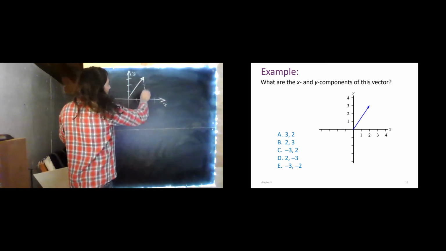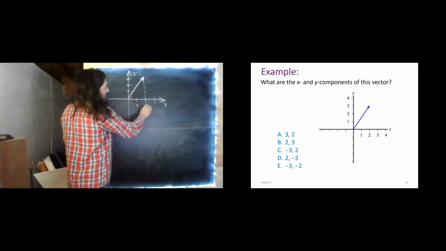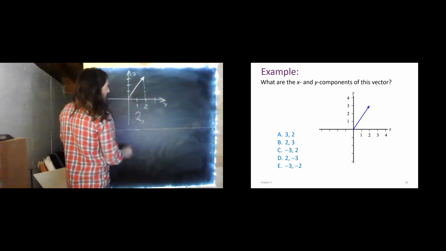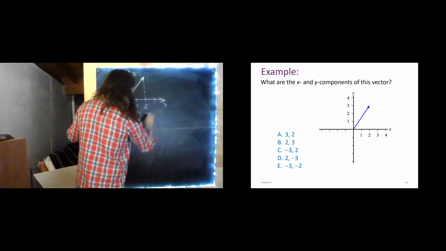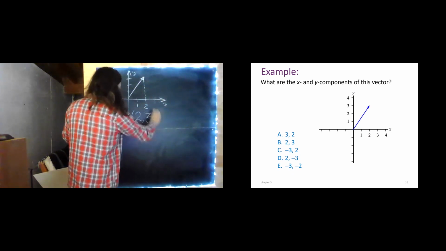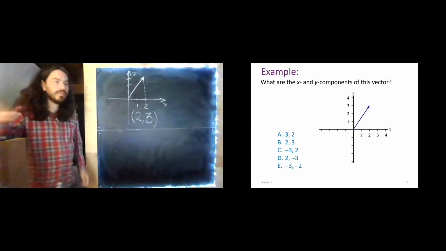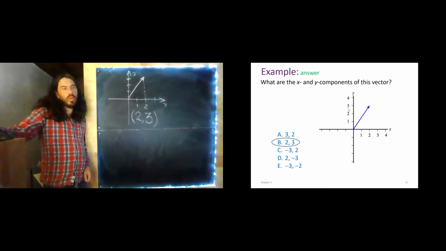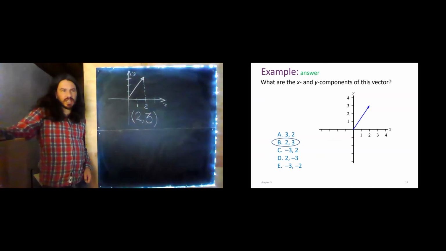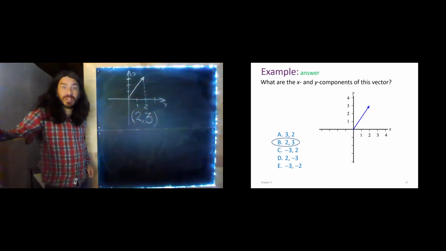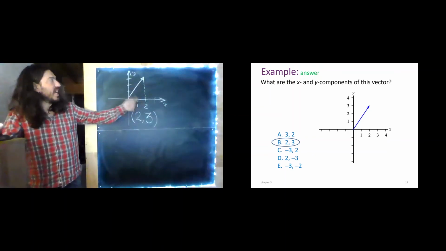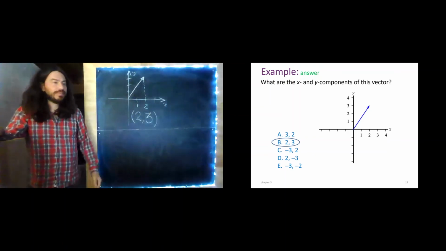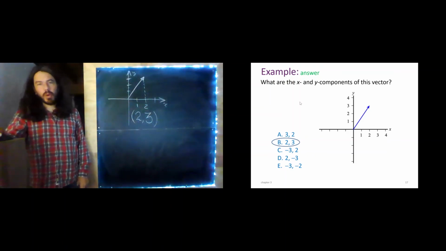Well, my x component is 2, and my y component is 3. Now, notice here that I haven't told you what this vector is. It might be displacement. It might be an electric field. And so then we've got an electric field that's pointing a little bit in the x and a little bit in the y. Okay. Again, we found the x and y components of the vector.